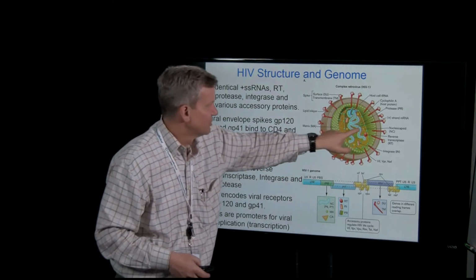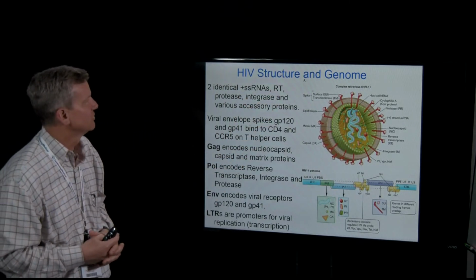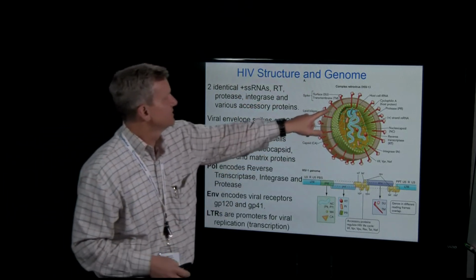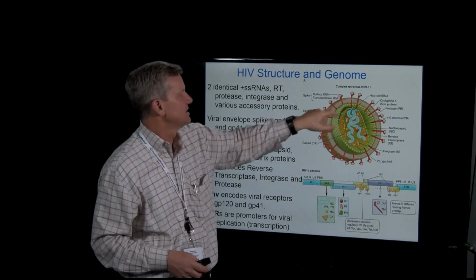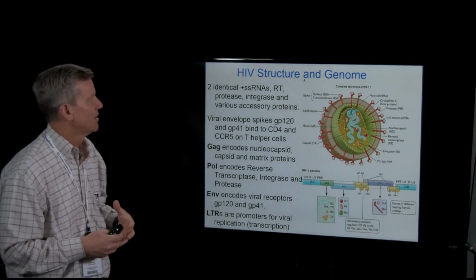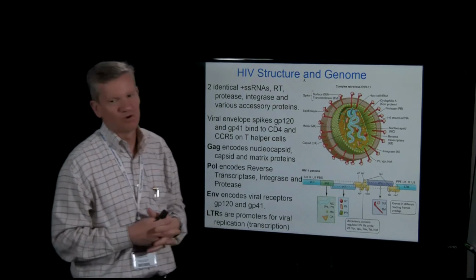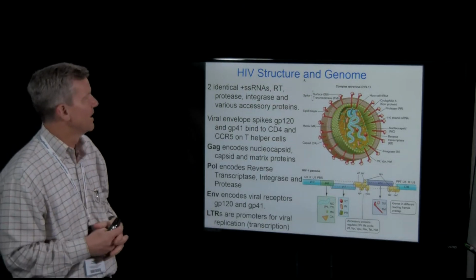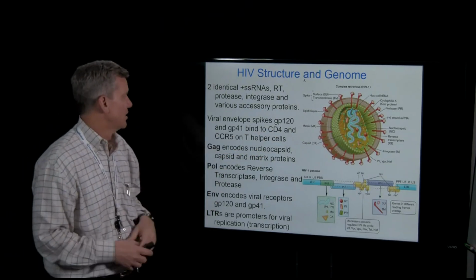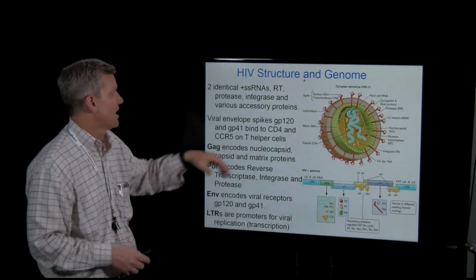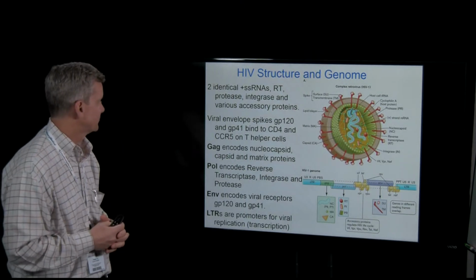It also has a nucleocapsid here to protect the viral genome, single-stranded viral genome. And then it has these glycoprotein spikes here. We call these SU and TM. And in HIV, SU is called GP120, and the TM is called GP41. And these are the viral receptor for CD4 and CCR5 on T helper cells and some macrophages.